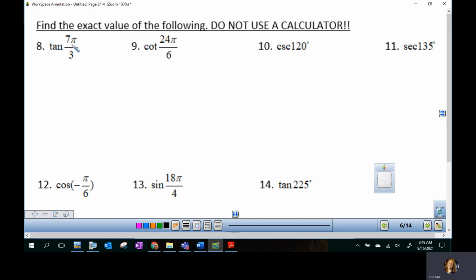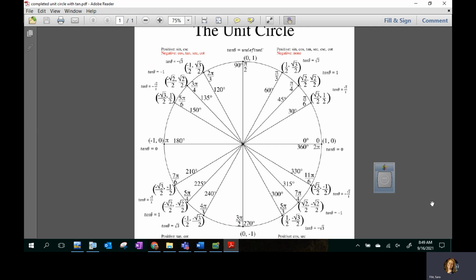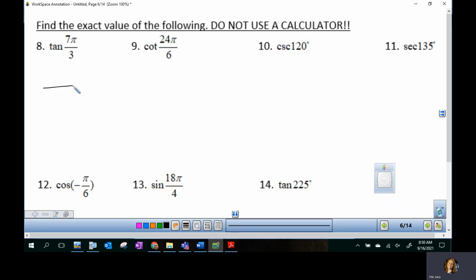So tangent of 7 pi thirds. Is 7 pi thirds on this unit circle? We don't see it written because it's more than a circle, right? 2 pi, if we're thinking in thirds, that would be 6 pi thirds, right? So 7 pi thirds is 1 more pi third, right? So it's here, it's coterminal with pi thirds. So if you need to sketch it so you can see, it's going past a full circle. It's to here, okay? But it's at the same place as pi thirds.